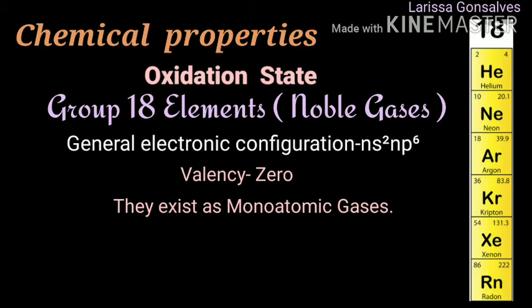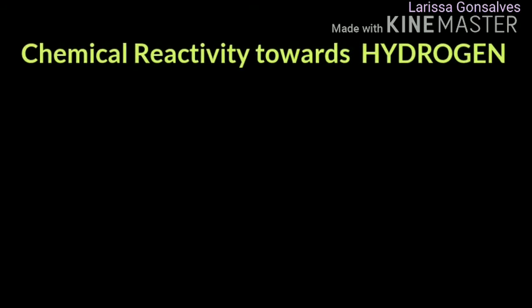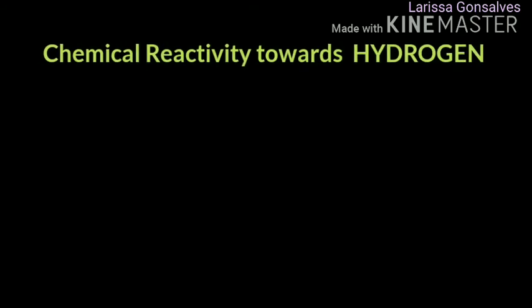So the electrons which are now unpaired can be paired with atoms of oxygen, fluorine and covalent compounds. Now we move on to study the chemical reactivity towards hydrogen.